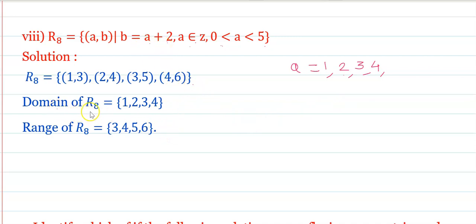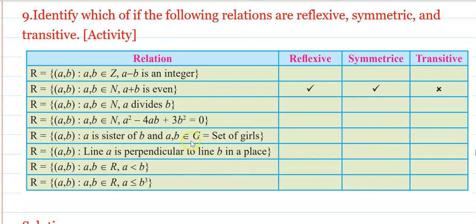Then what is the domain of R8? The domain of R8 is 1, 2, 3, 4. This is the domain of R8. And what about the range of R8? The range of R8 is 3, 4, 5, 6. This is the range of R8 in this way. Okay, now the next question.